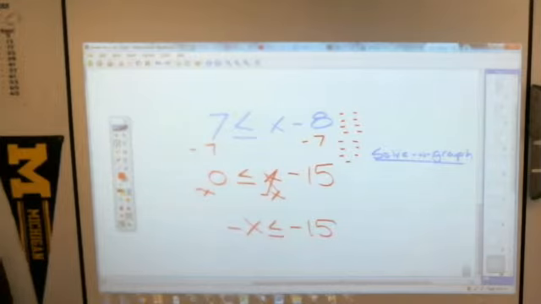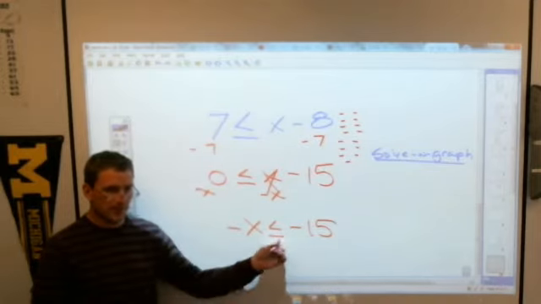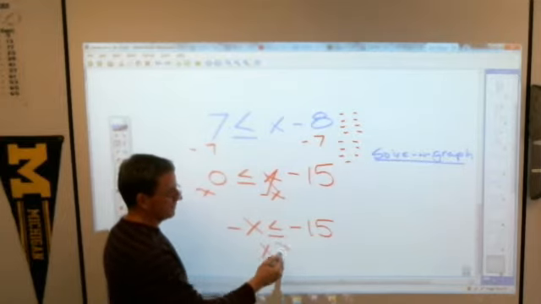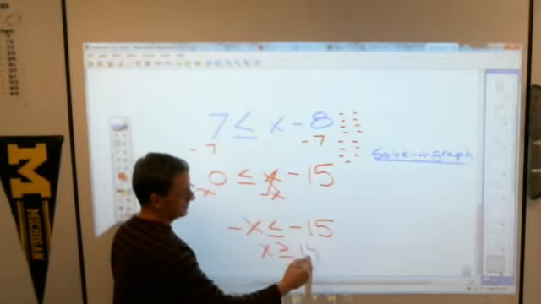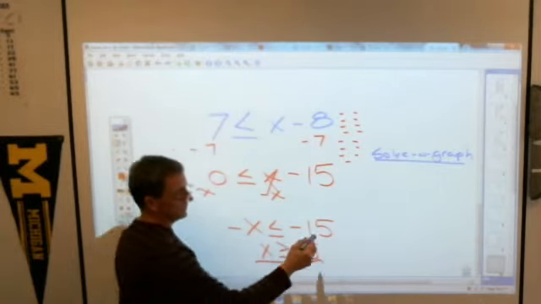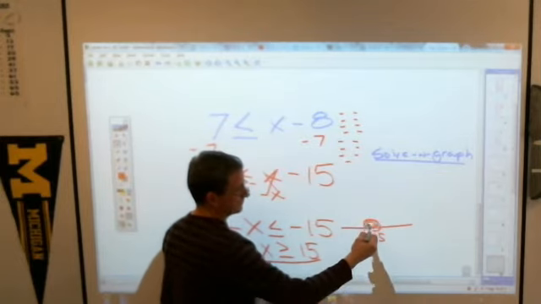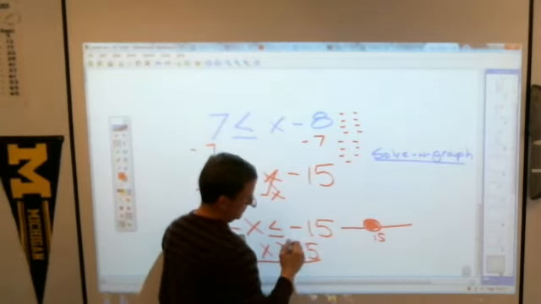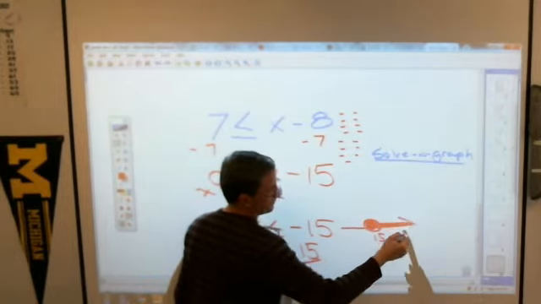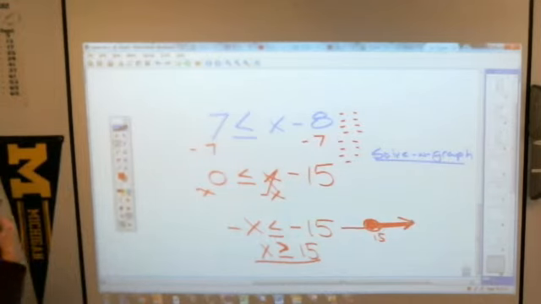It's not right yet because I can't have a negative x. What's my fix? Opposite, opposite, opposite. X, opposite, opposite. This technically is the answer. And graphing it would be a closed circle. And it goes, look at that little arrow, anything greater than 15. Everybody get that? Oh good, 3.